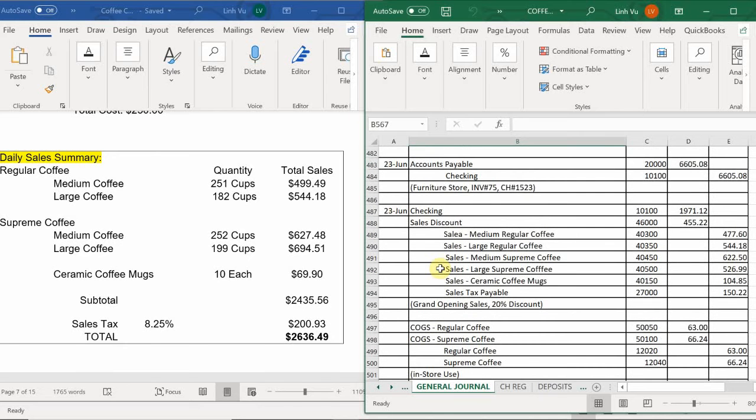Okay, so we're going to be copying from our previous in-store sales. We're going to copy check-in, sales medium, regular coffee, all that until after cost of goods sold. Good. This time, we don't have a sales discount because our grand opening week is finally over. So in this case, we are charging full regular prices, so no sales discount this time. So let's go ahead and copy this section right here without the sales discount.